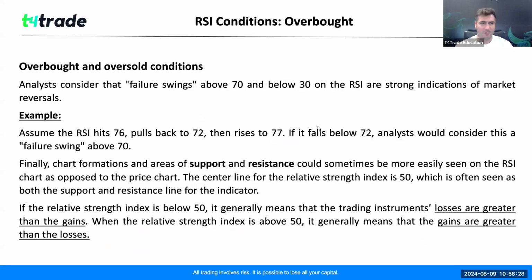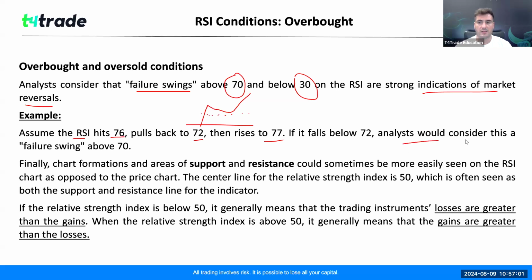So overbought and oversold conditions. Now, analysts consider that failure swings above 70 and below 30 on the RSI are strong indications of market reversals. You'll see what I mean by this. In an example, RSI hits a 76 level, goes back to 72, and then rises to 77. So assume this is the 70 line, this is the 50 line. It goes up, comes down, and then does this.